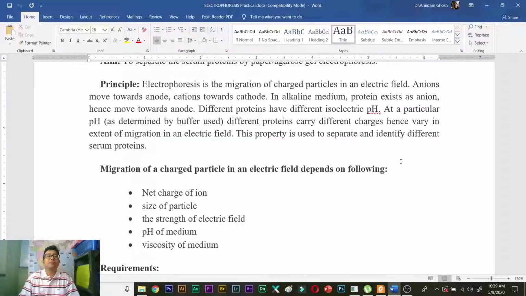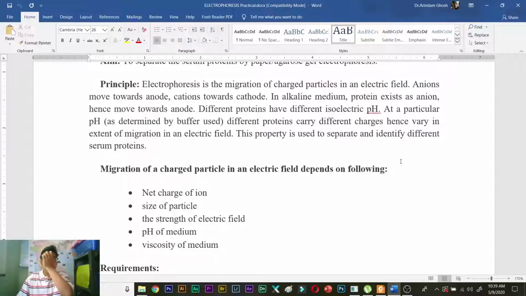So different proteins have different isoelectric pH. At a particular pH, as determined by the buffer used, different proteins carry different charges, hence vary in extent of migration in an electric field. This property is used to separate and identify different serum proteins.